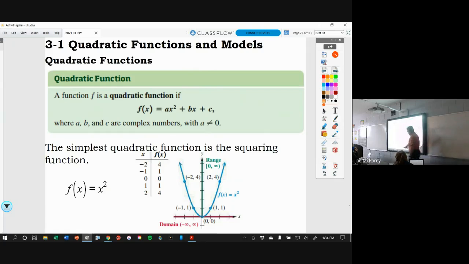Notice the domain at the bottom. The domain goes from negative infinity to infinity. Does that make sense? Should it go from negative infinity to infinity? Yes, it's a polynomial function. The domain of all polynomial functions is all real numbers.